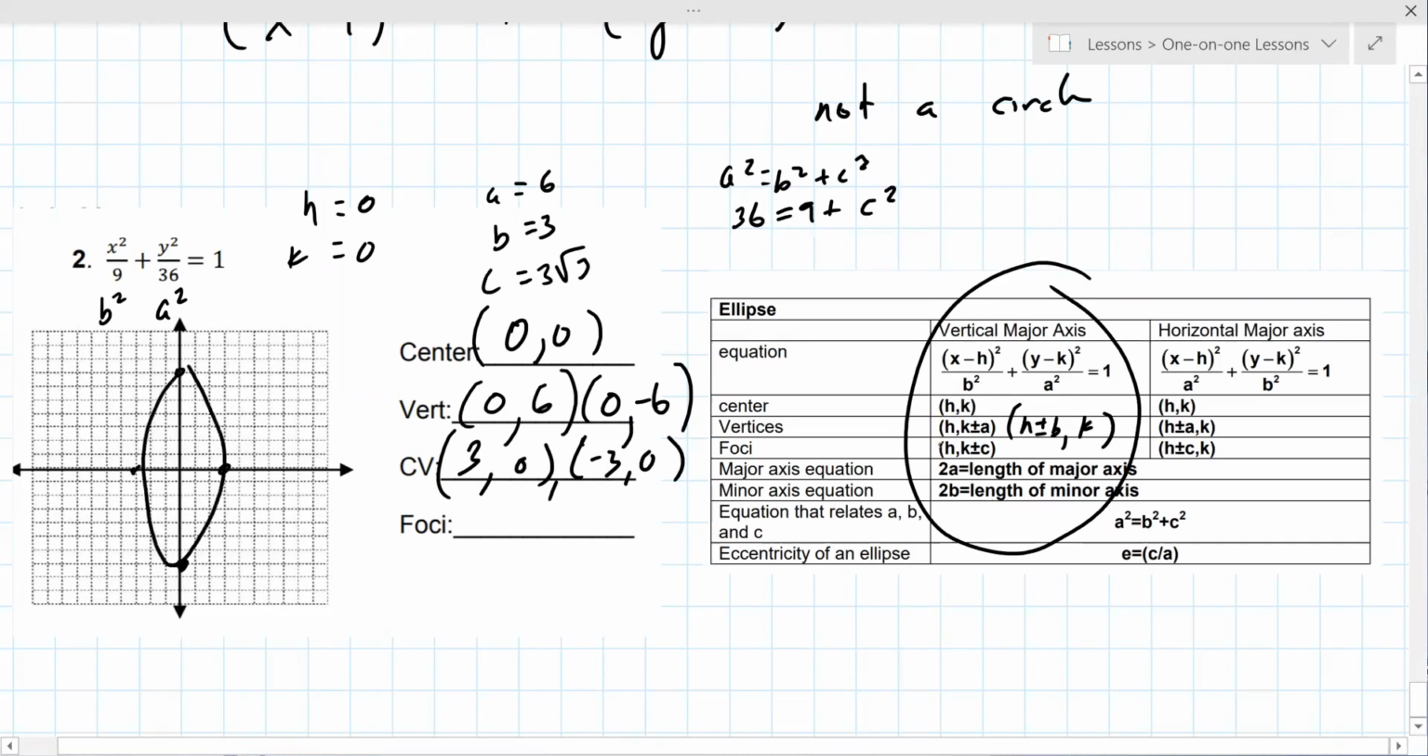Like that. The foci is H, comma, K plus or minus C. So it's 0, comma, K plus C, 3 square root 3, comma, negative 3 square root 3. Wait, hold on a second. I'm graphing it real quick. What did you say? I'm just writing these down. Oh, the foci. Say that one more time, how you got the foci? It's the formula H, comma, K plus or minus C. So you've got H, you've got K. K plus C is 3 square root 3. 0 minus 3 square root 3 is here.